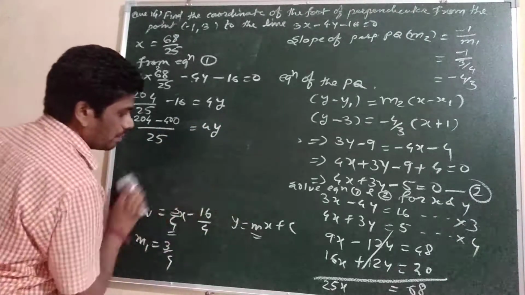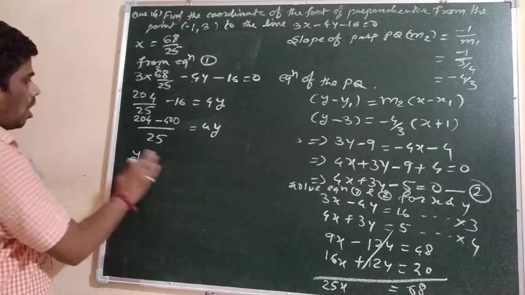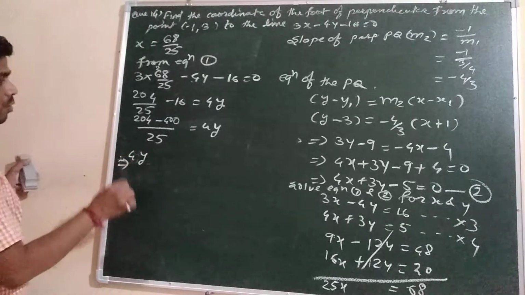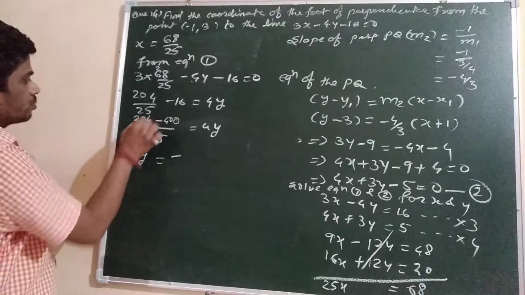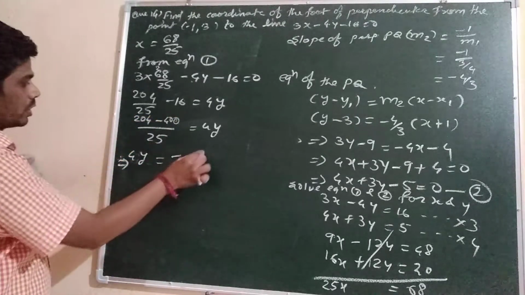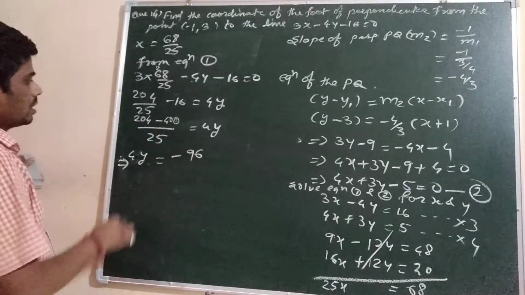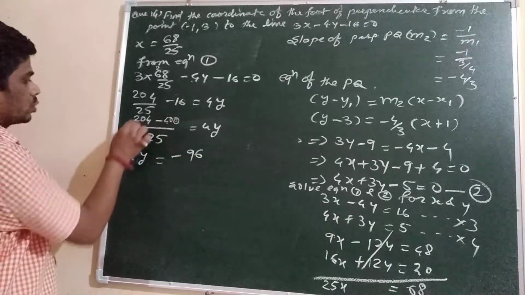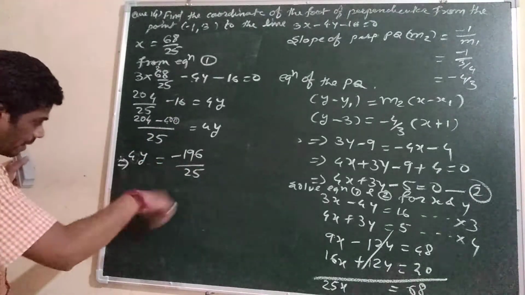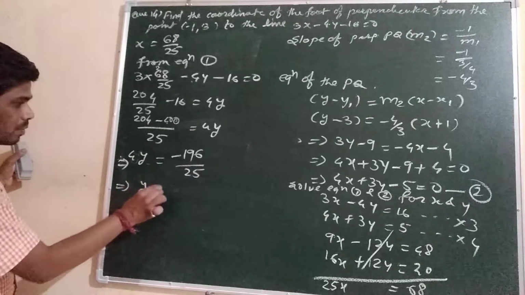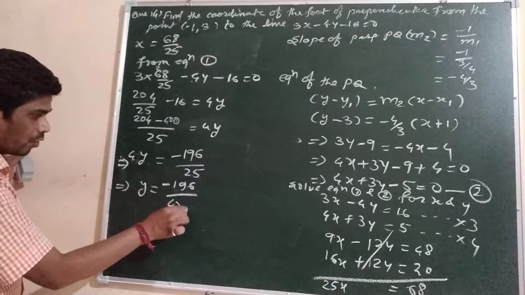So y will be, or 4y equal to, what will we get? Negative value, minus 10 minus 4, this is bigger, so 10 minus 4 it will be 6, this will be 9 minus 0 is 9, and this is 3 minus 2 it will be 1 upon 25, 196 upon 21. So we will divide by 4, so y will be 196 upon 4 into 25.